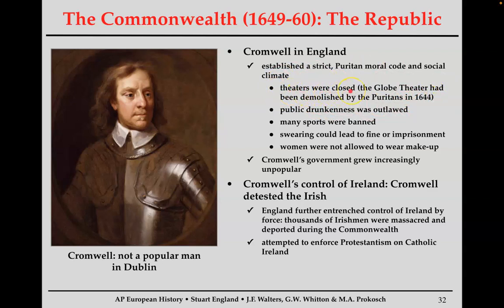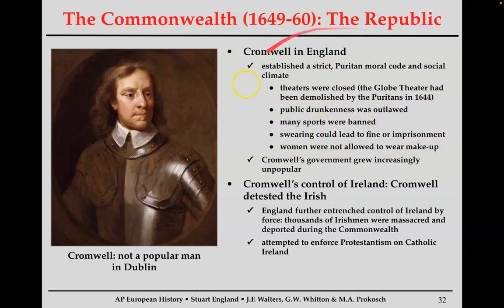They take the famous Shakespeare Globe Theater and burn it to the ground. Yes, that's how Puritan they are. Public drunkenness outlawed. Folks, you tell the English they can't have pubs? Oh boy, yeah, not going to work out too well. All fun is banned. Remember when I called them no fun Nancies? Yes, we can call them no fun Nancies again.